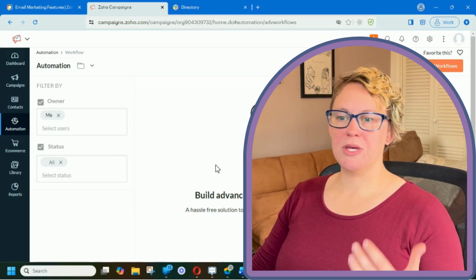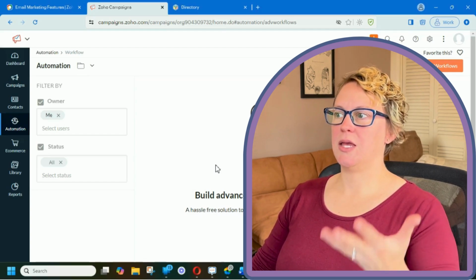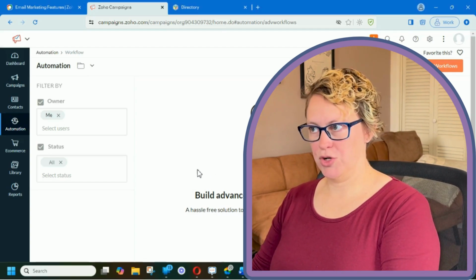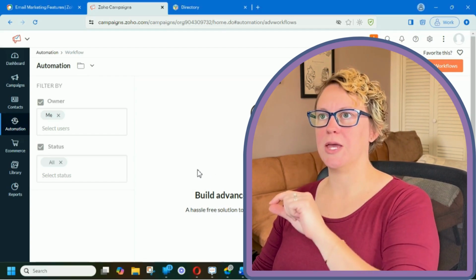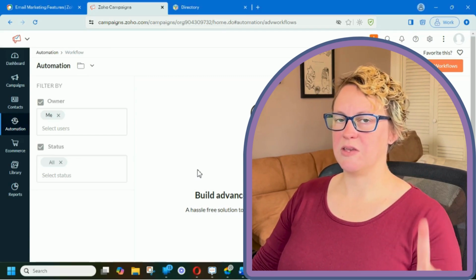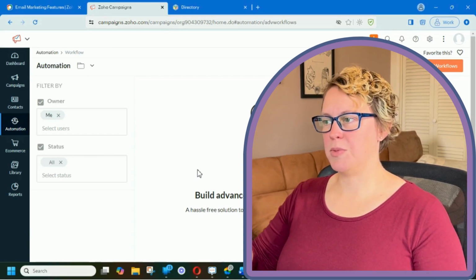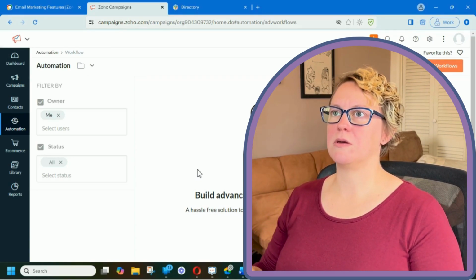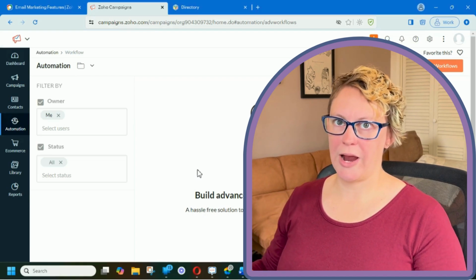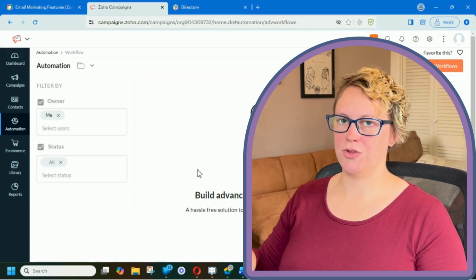And that's the biggest difference between a campaign and an automation. So you can think in Zoho Campaigns, a campaign is a singular email. In Zoho Campaigns, an automation is a series of emails or actions or combination thereof.